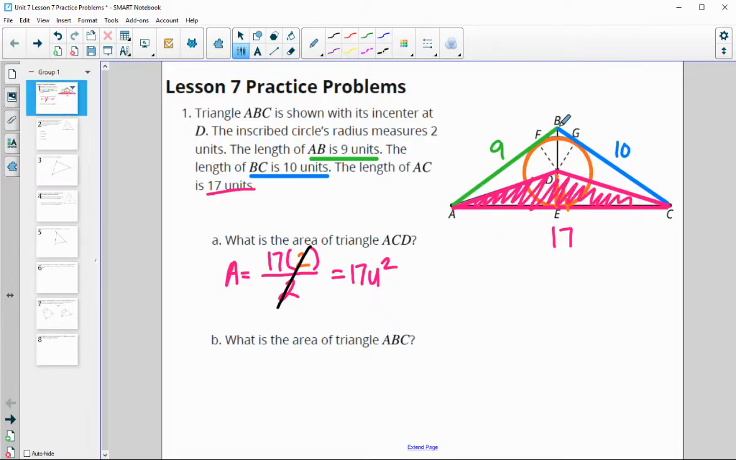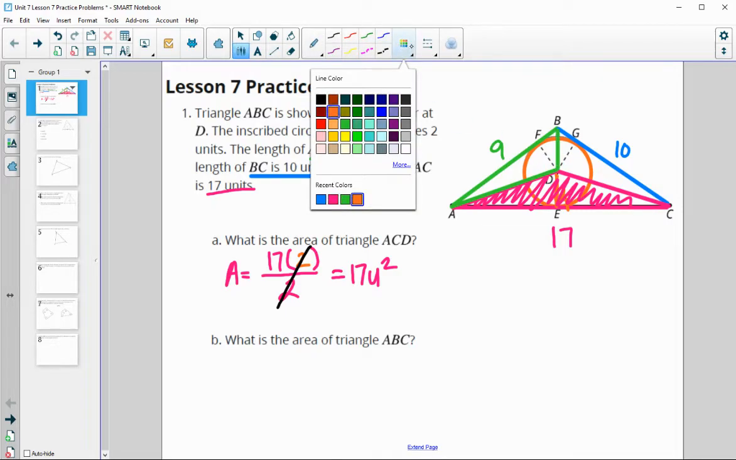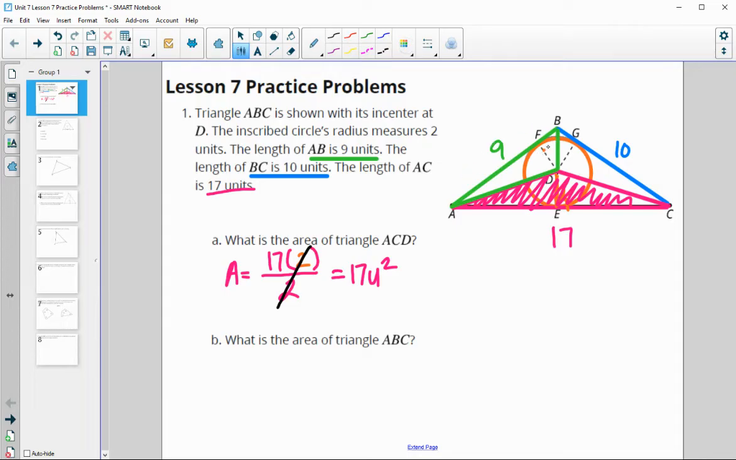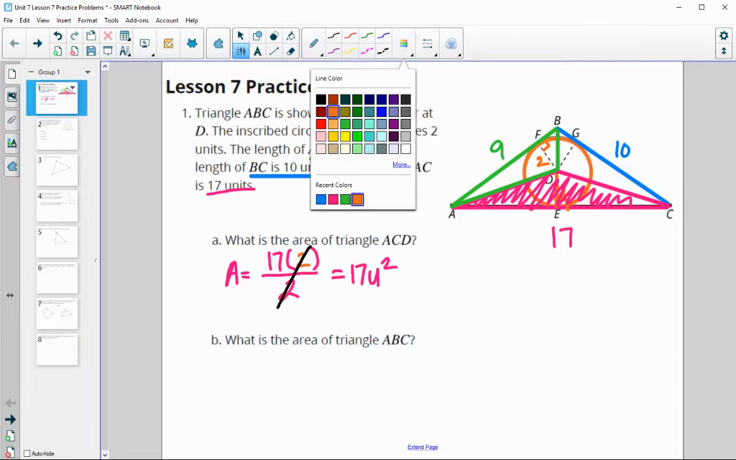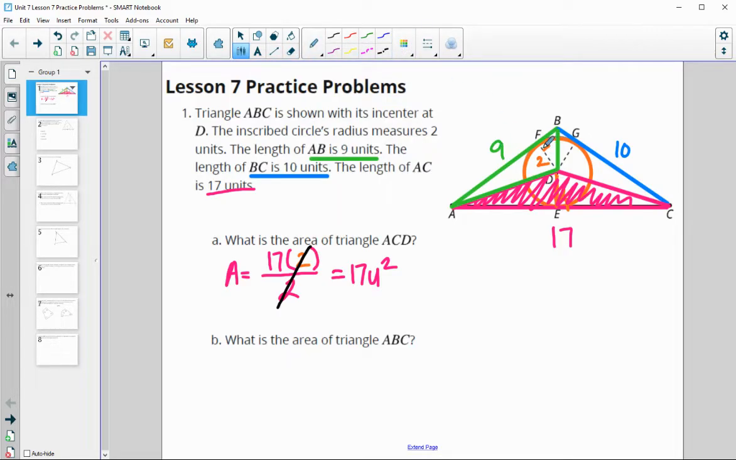Then it wants us to find the area of the entire triangle. We could extend this same idea to these other triangles created. So we can look at this green triangle. That base there is going to be 9. And again, this is the height, and that's 2. So we'd find the area of the green triangle by doing 9 times the height 2 divided by 2, which again cancels those. So this green triangle is going to be 9 units squared.